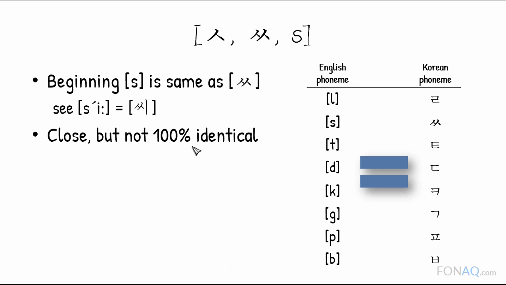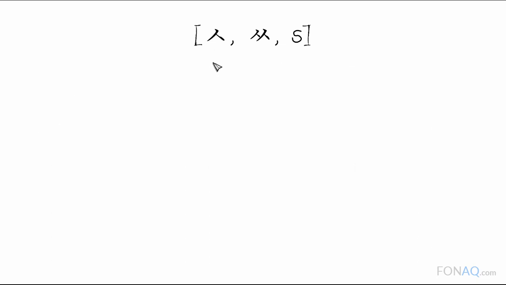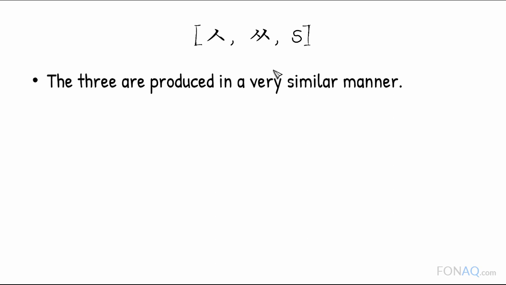The truth is, S is the more intense version of Sangshio, much as Sangshio is the more intense version of Shio. Let me explain how Shio, Sangshio, and S are related in more detail. The three phonemes, Shio, Sangshio, and S, as you might have guessed, are produced in a very similar manner.